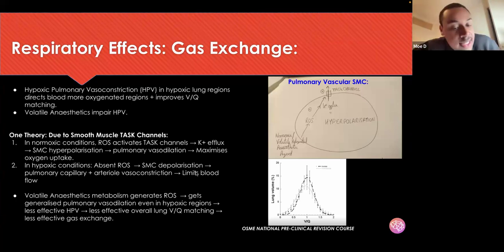Now, what volatile anesthetics do is that their metabolism, as we have mentioned in the last slide, generates reactive oxygen species. So what happens is even in hypoxic lung regions, you've got reactive oxygen species around. So you're hyperpolarizing that smooth muscle cell, and you're causing vasodilation everywhere in the lung, irrespective of if it's hypoxic or not. And so you've got less effective hypoxic pulmonary vasoconstriction, and hence you've got less effective overall lung VQ matching, and this results in overall less effective gas exchange.